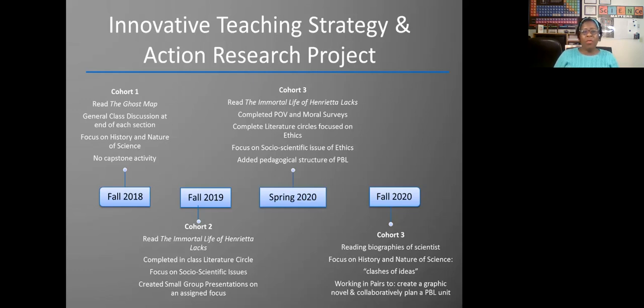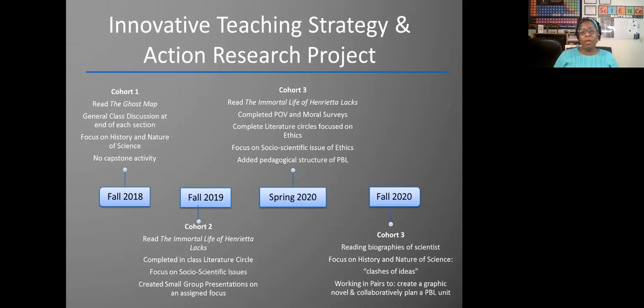So here's an overview of the project that we have done so far. We started with cohort one and we read the trade book, The Ghost Map. We included with that some general class discussions after each section of the book, and we focused on history and the nature of science, but there was no capstone nor group project related to that particular trade book.